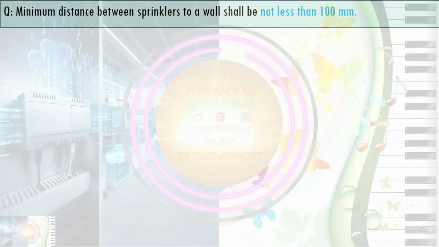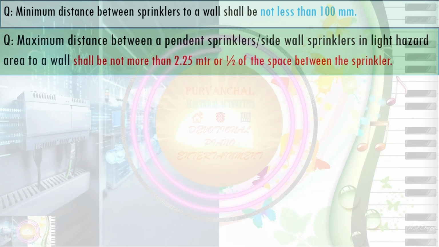Minimum distance between sprinkler and wall shall be not less than 100 mm. Distance between a pendent sprinkler or side wall sprinkler in a light hazard area and a wall shall be not more than 2.5 meters or half of the space between sprinklers.